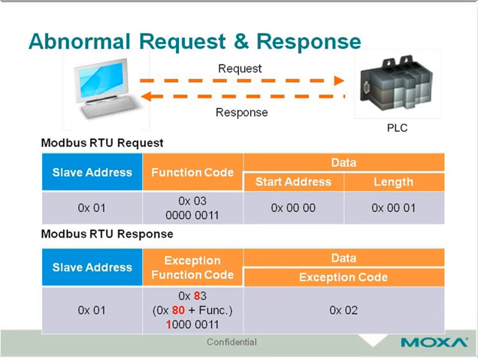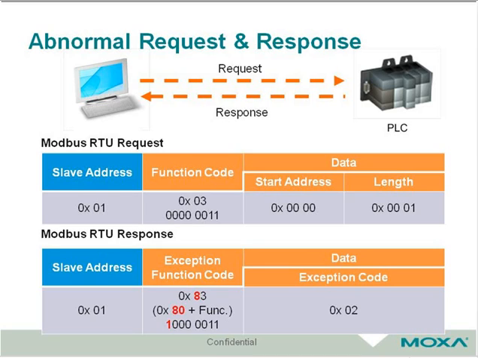Here is an example of an abnormal response. The request is the same, but here comes an error at the Modbus slave. So it replies with an abnormal response to tell the Modbus master there is an exception. To show it, the Modbus slave will change the highest bit of the function code from 0 to 1. For this example, it means the function code is changed from 03 to 83 in the response message.